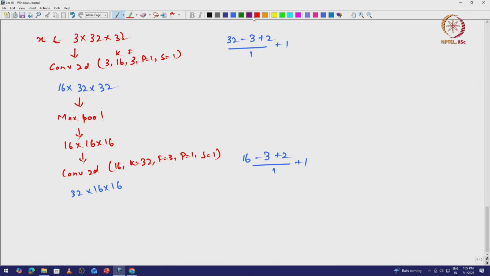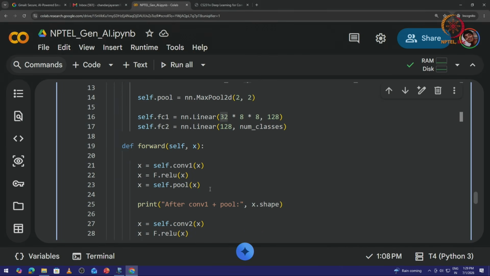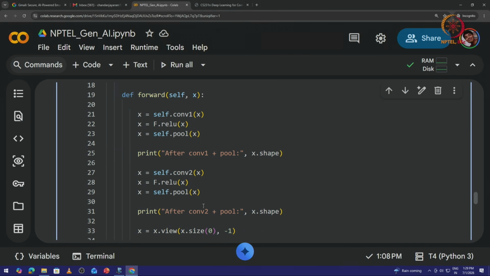Then whatever you have, you pass through the max pool. Once you pass through the max pool, it is 32 cross 8 cross 8. This is the output that you have got post your operations of CNNs. So whenever you perform these 2 convolutions, you would have 32 cross 8 cross 8.